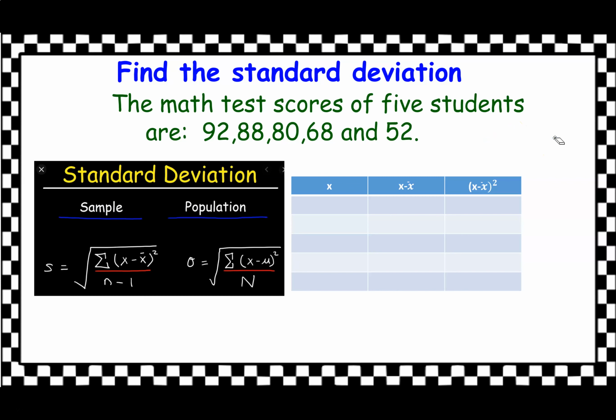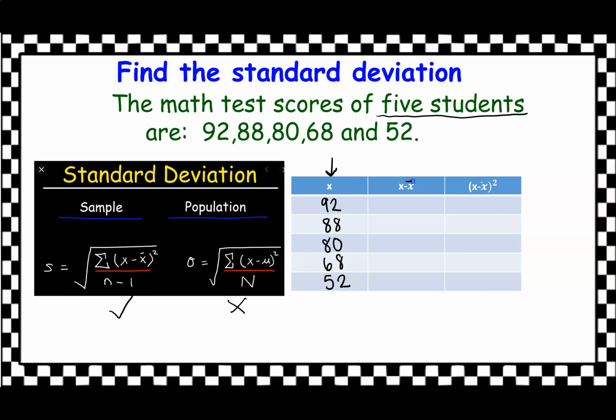All right, let's do it. Again, we are not using this formula. We are going to use this formula because these are just 5 students. This is not the entire world, okay? So again, what does X stand for? That's a value in our data set. So we've got 92, 88, 80, 68, and 52.